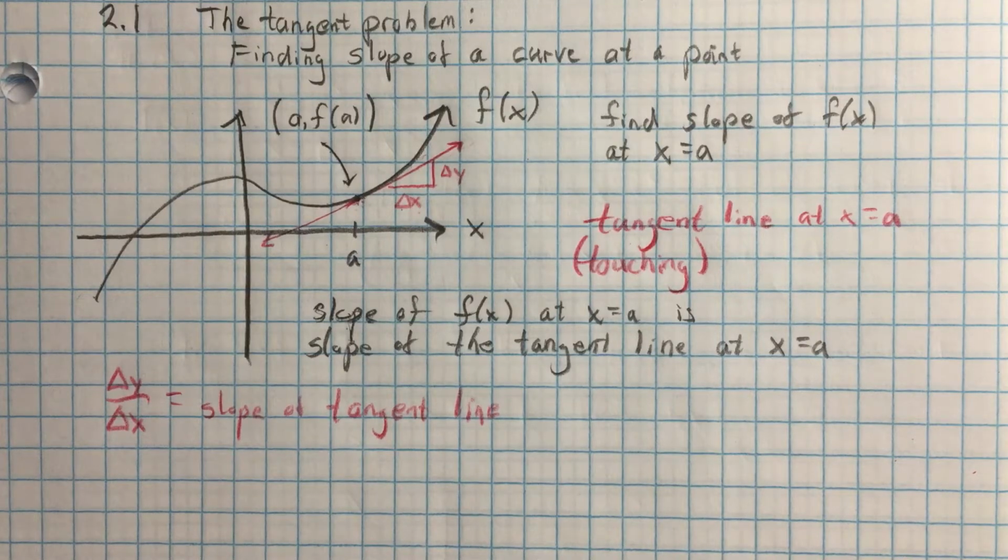In an attempt to figure out the slope of the tangent, which therefore is the slope of the curve, I'm going to introduce a new type of line. It's called a secant line.